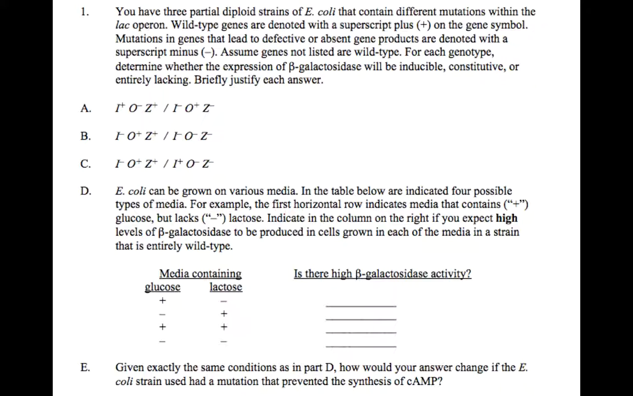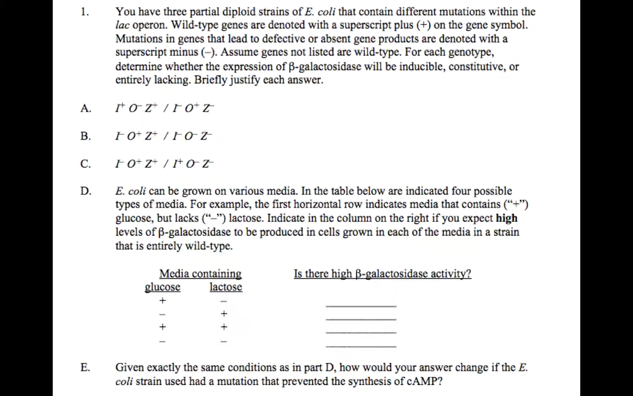This question states, you have 3 partial diploid strains of E. coli that contain different mutations within the lac operon. Wild-type genes are denoted with a superscript plus on the gene symbol. Mutations in genes that lead to defective or absent gene products are denoted with a superscript minus. Assume genes not listed are wild-type.